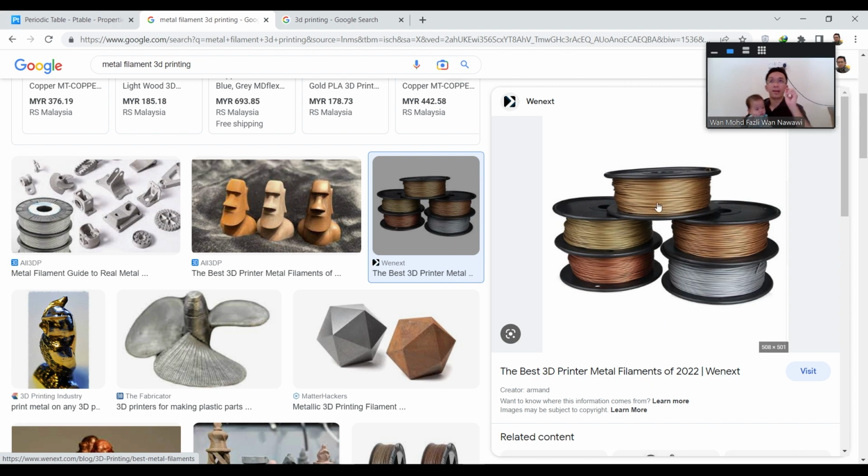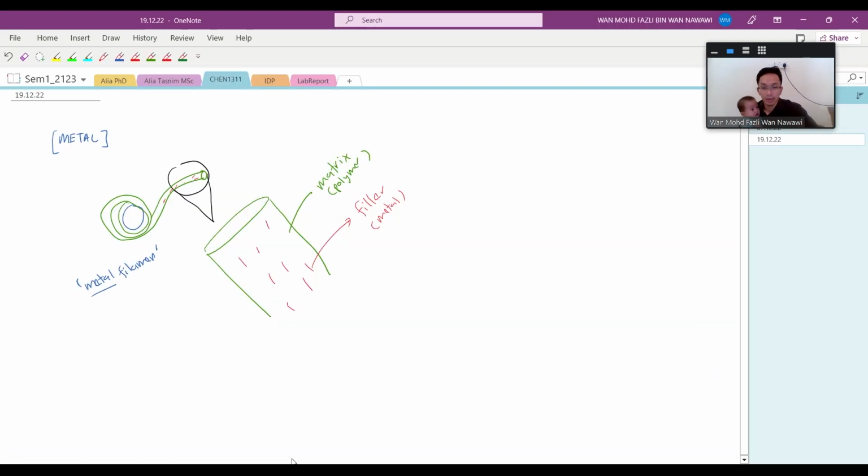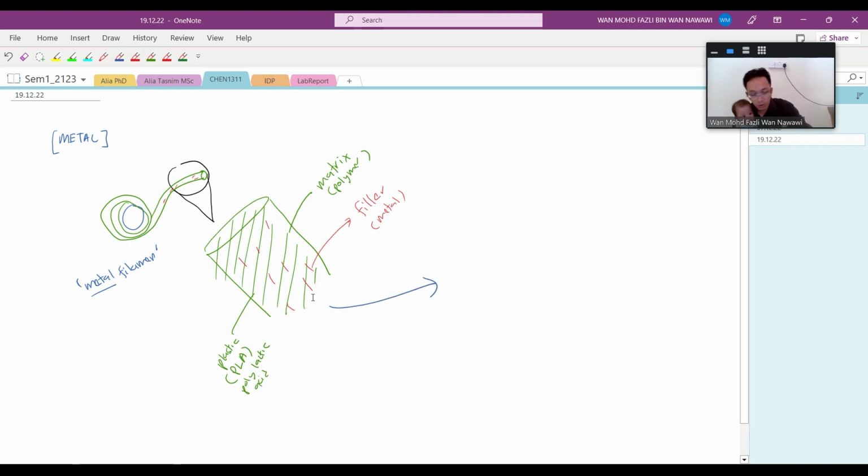There is only a very low percentage of metal inside the filament itself. The rest, the matrix, is basically plastic. Normally they use PLA, polylactic acid. Here we don't call this entire thing an alloy.